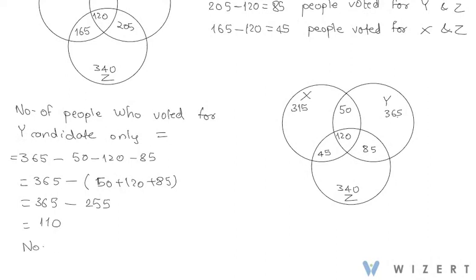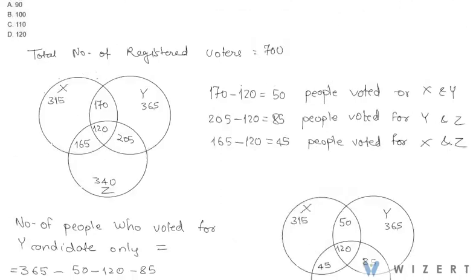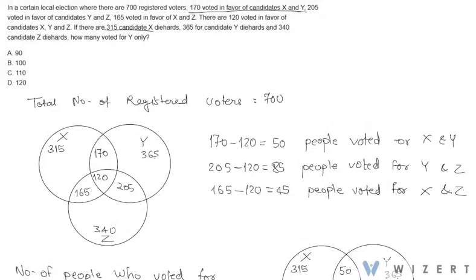So the number of people who voted for Y only is 110. Let's see what the options are. Yes, the answer is option C.